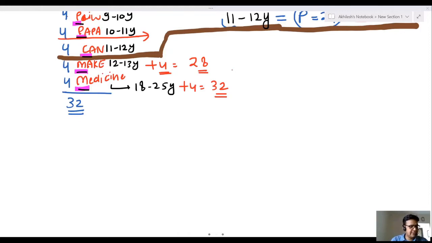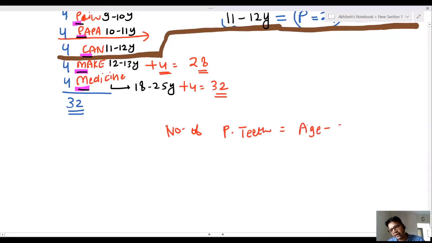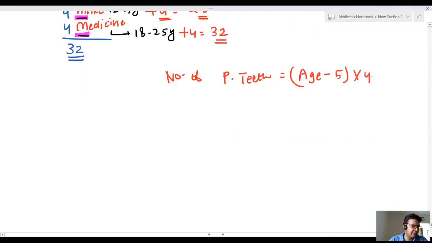If at any age you want to decide how many permanent teeth we have, there is a formula also. Number of permanent teeth is equal to (age minus 5) into 4. This is the formula by which you can remember: age in years minus 5.